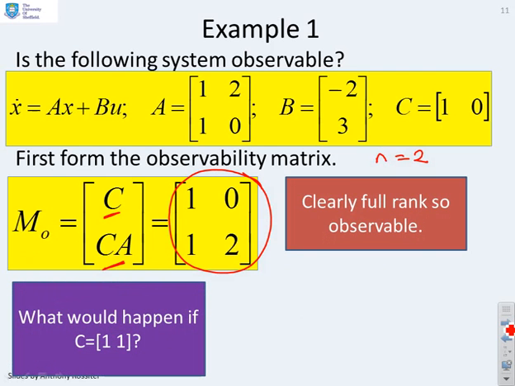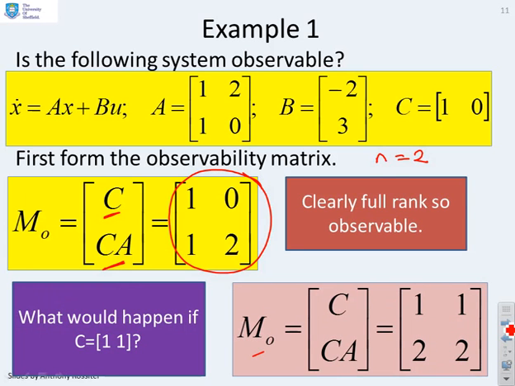However, what would happen if you change C to be 1, 1? Now, when I calculate the observability matrix, you'll notice I get this matrix here, 1, 2, 1, 2, and clearly this is rank deficient, because the 2 columns are the same, or the 2 rows are the same. The rank is only 1. So if I change C, I may no longer be observable, and that's a key point. Depending upon how you define your outputs, you may or may not be observable.